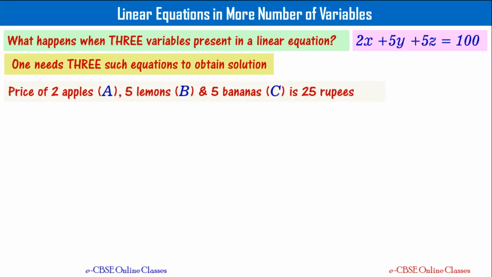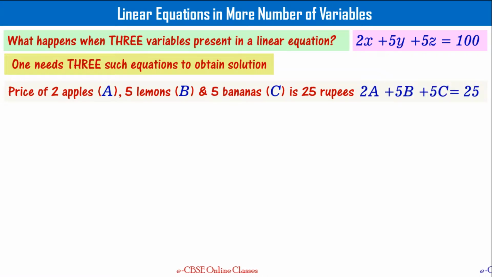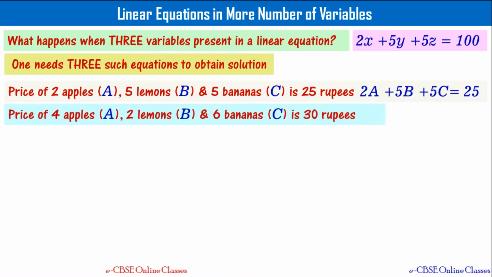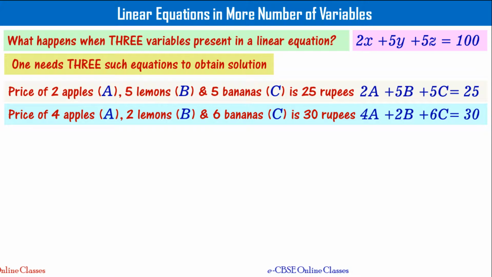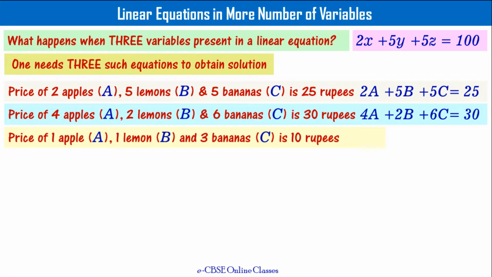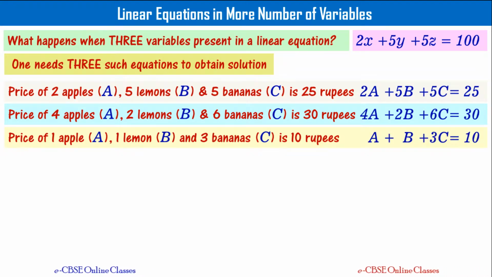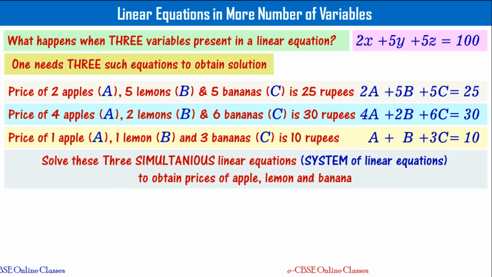For example, if you are given price of 2 apples, 5 lemons and 5 bananas is 25 rupees, that can be represented as 2a plus 5b plus 5c equal to 25. Price of 4 apples, 2 lemons and 6 bananas is 30 rupees. And you are given another statement, price of 1 apple, 1 lemon and 3 bananas is 10 rupees. Then when you write the corresponding equations and solve these three simultaneous linear equations, which are called system of linear equations also, you obtain prices of apple, lemon and banana.